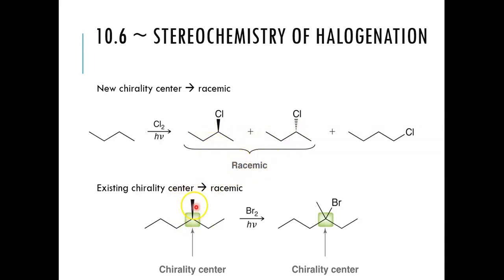And if we already have a chiral center and we're adding a halogen to it, the chiral center that's a result will also be racemic. We will get the R and the S mixtures there.